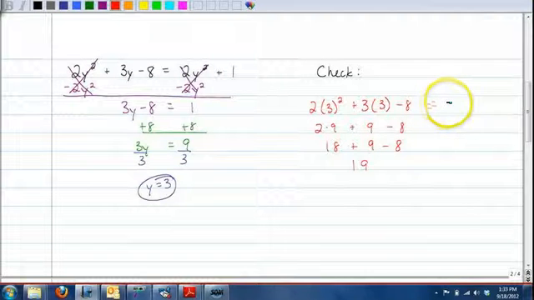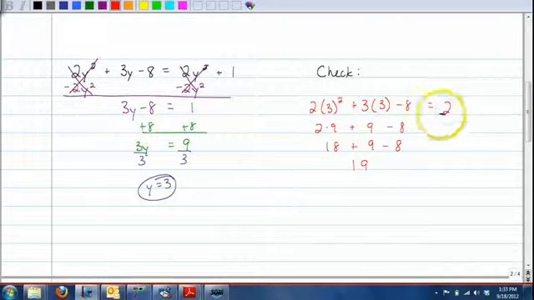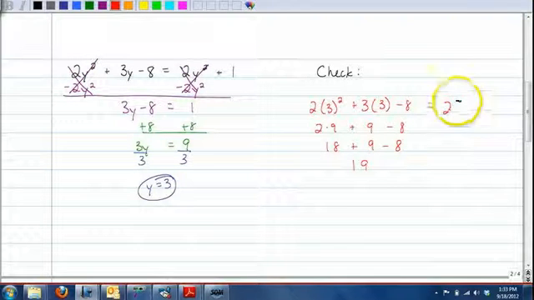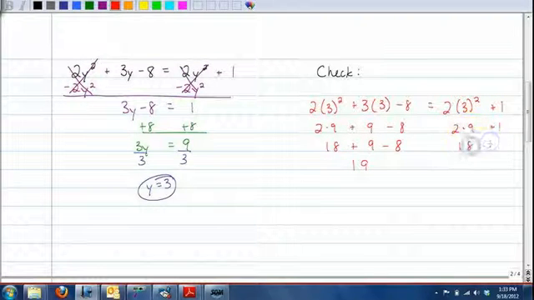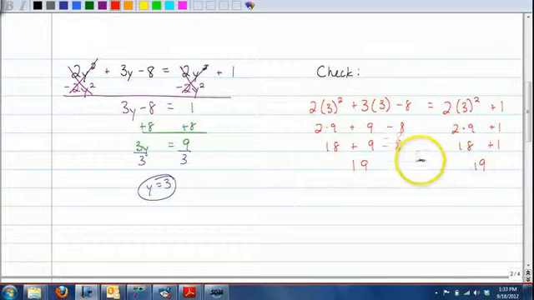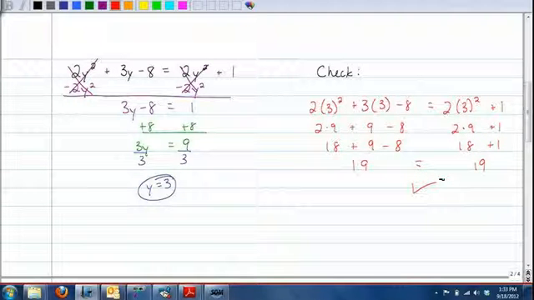I want to see, does that equal what the right side is supposed to be? So that's going to be 2 times my y, which is 3 squared, plus 1. Well, 3 squared is 9, which is 18, plus 1, which is 19. So obviously these check out. We get the same answer on both sides of the equal sign, and we're done.